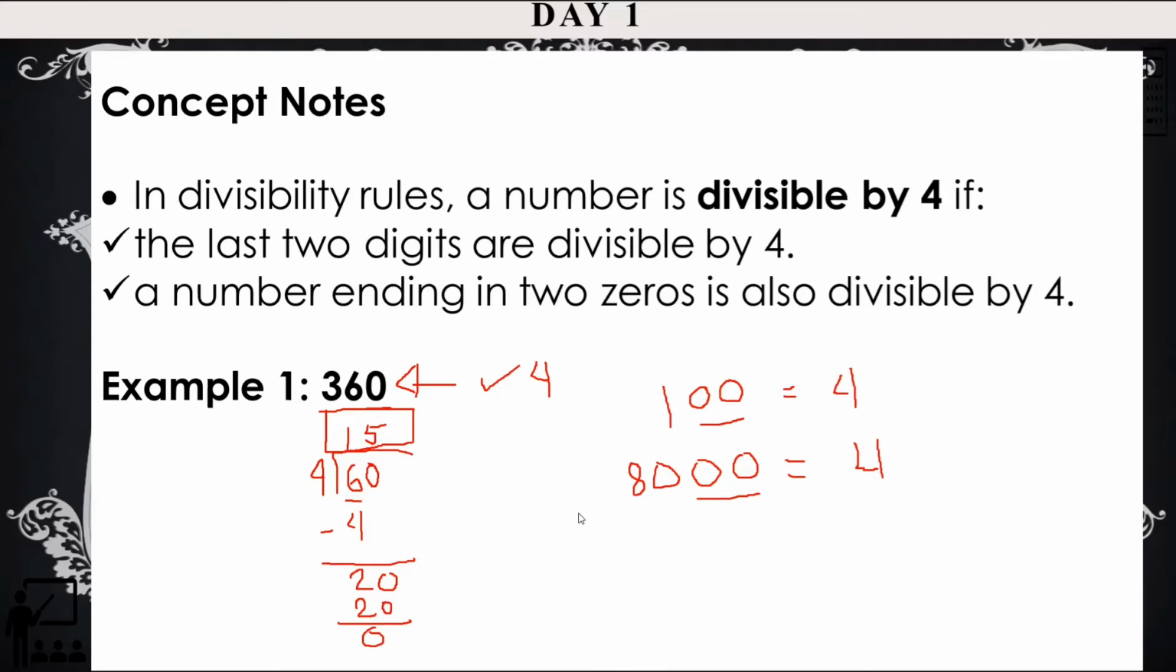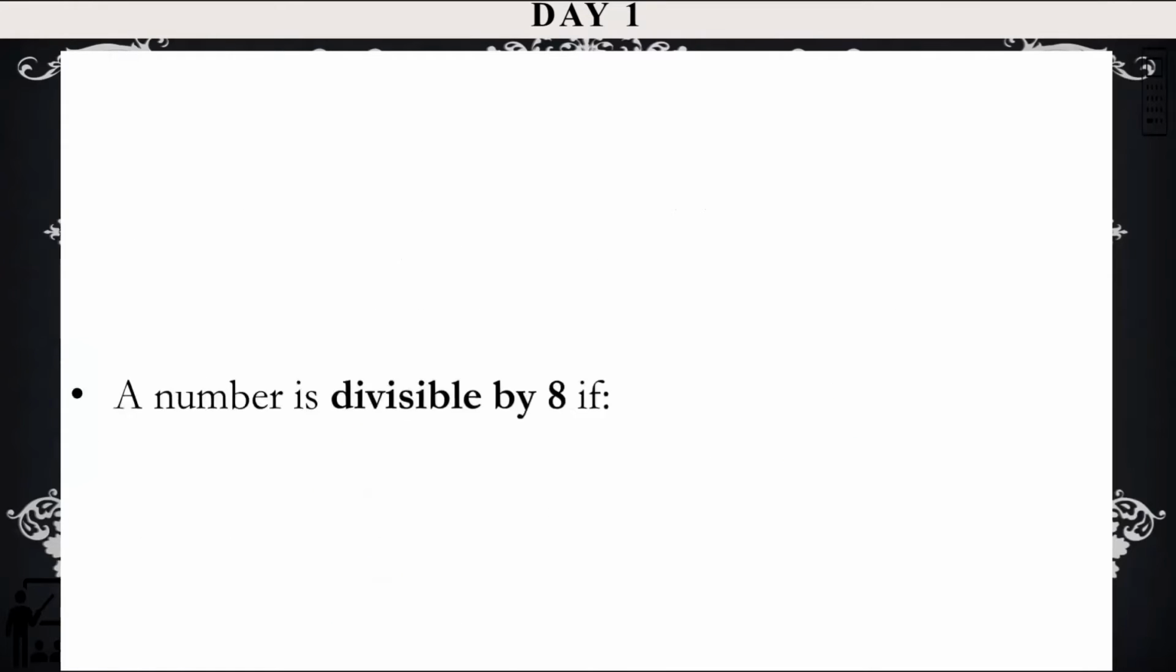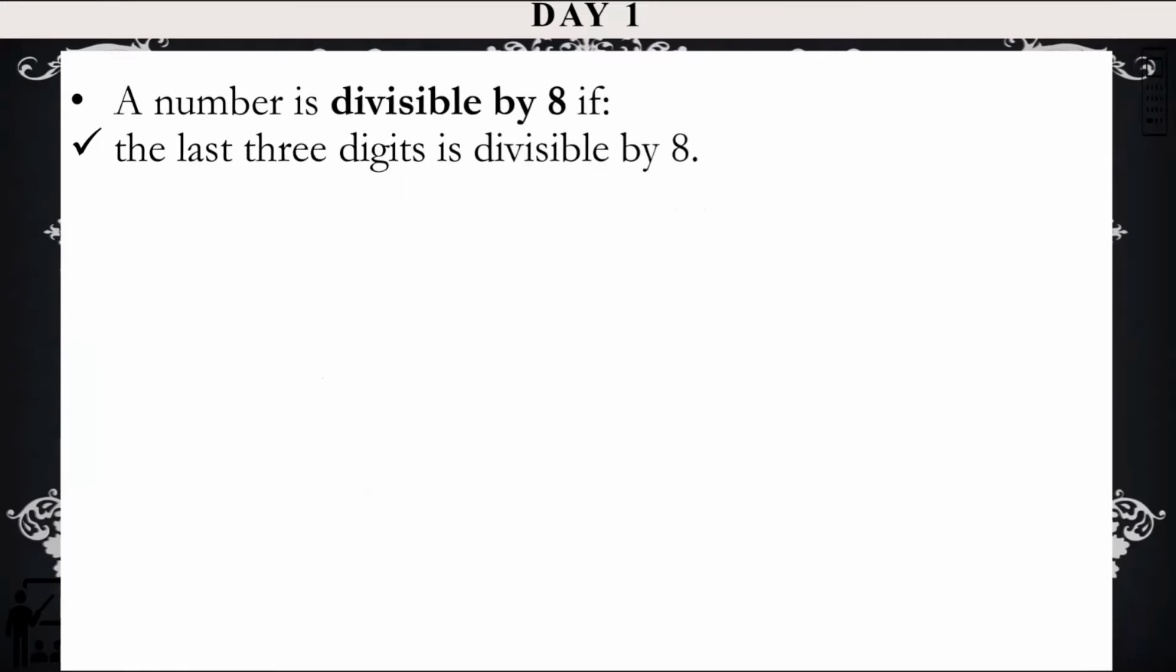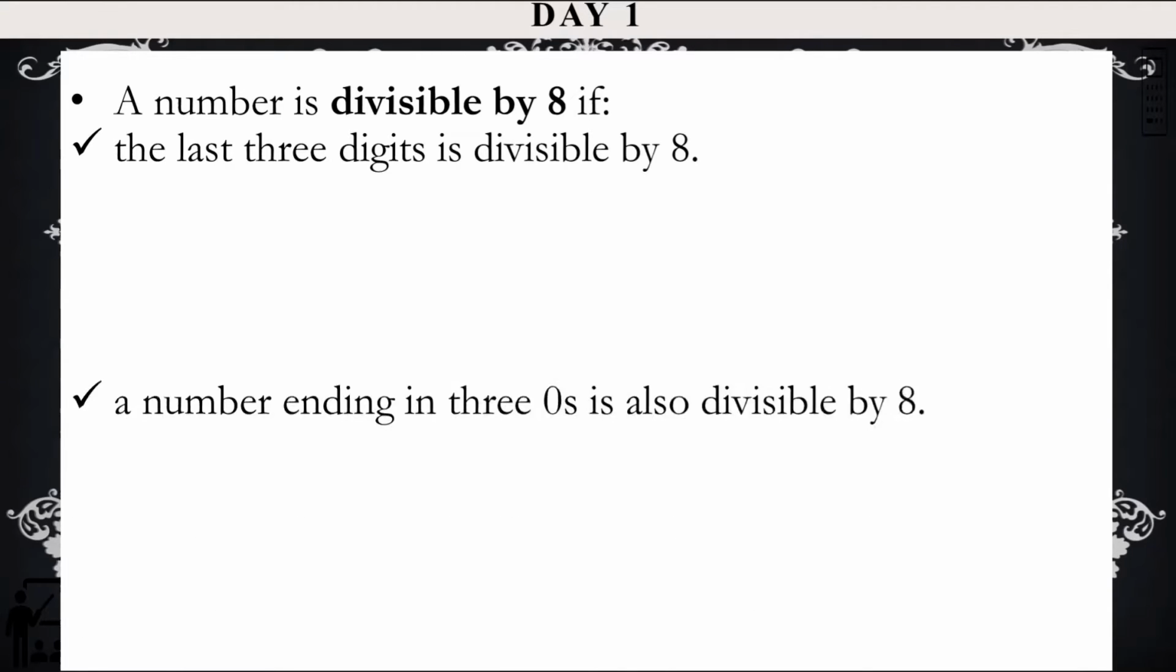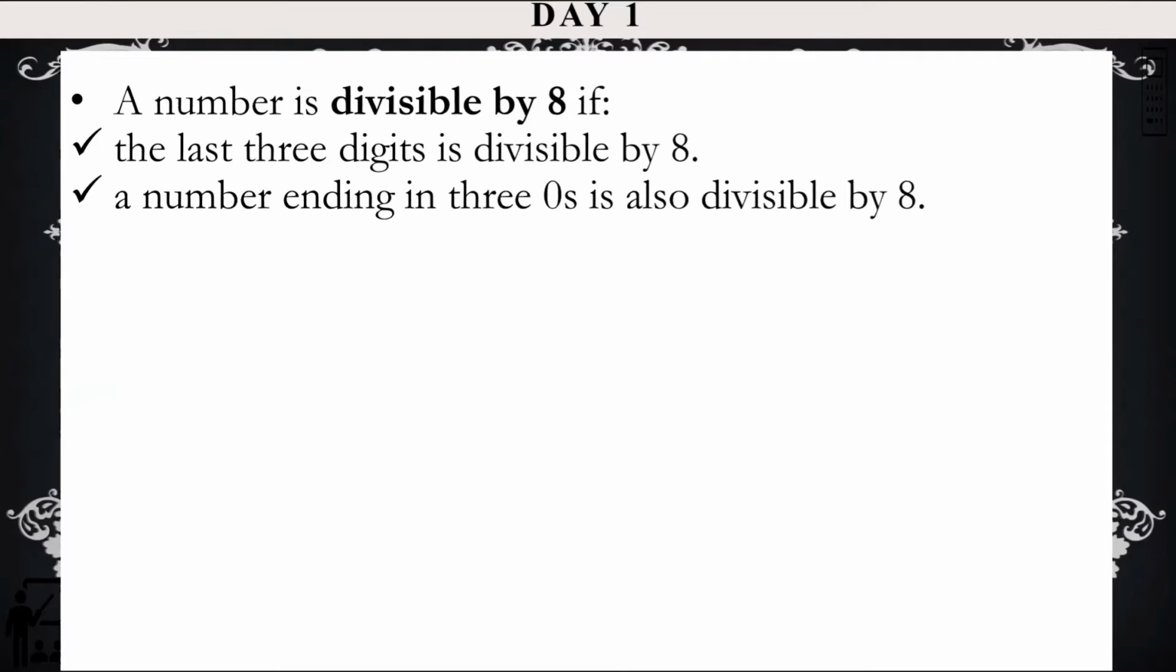Next is the divisibility rule of 8. A number is divisible by 8 if the last 3 digits are divisible by 8. So what we are going to do is the process of division. And next, if the number ends in 3 zeros, then it is divisible by 8. Let me give you an example. Our example is 4,512, and we need to identify if this number is divisible by 8.